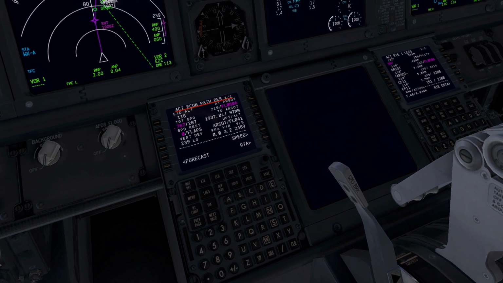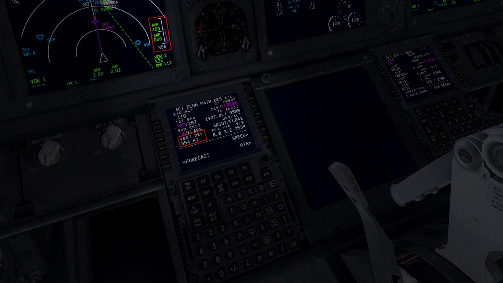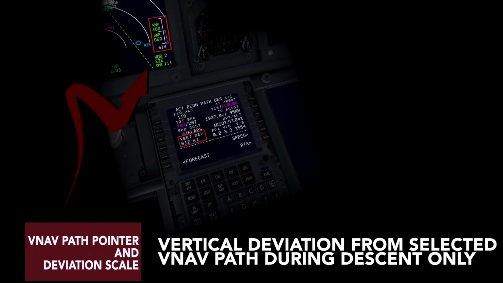So the title of the descent page has changed to Active Economic Path Descent, and we have new features inside this page. For example, vertical deviation, which basically is telling us how high or how low we are from the VNAV descent path, and this can be seen in the FMC or in the navigation display. If the numbers in the navigation display appear below, we are too high. If they appear above, we are too low.